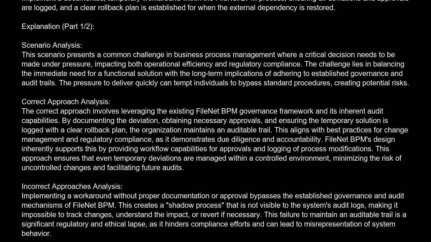Incorrect approaches analysis. Implementing a workaround without proper documentation or approval bypasses the established governance and audit mechanisms of FileNet BPM. This creates a shadow process that is not visible to the system's audit logs, making it impossible to track changes, understand the impact, or revert if necessary. This failure to maintain an auditable trail is a significant regulatory and ethical lapse, as it hinders compliance efforts and can lead to misrepresentation of system behavior.